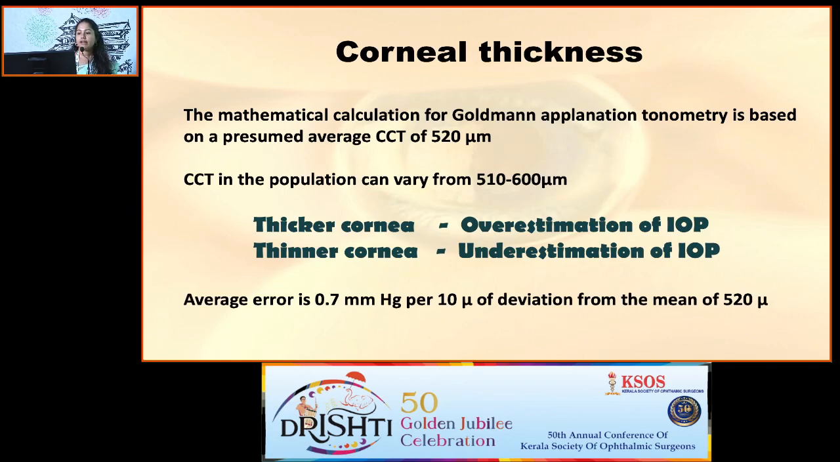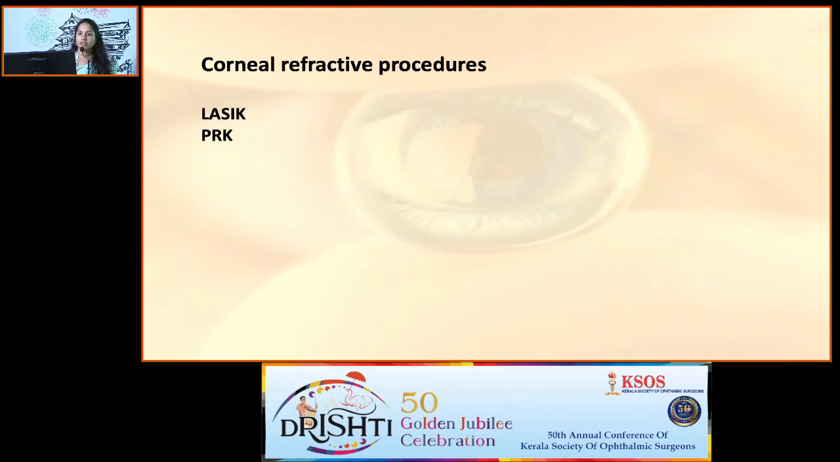Because the mathematical calculation for GAT is based on the presumed average corneal thickness of 520 microns. And from various studies, we have come to know that in the population the CCT can vary widely from 500 to 600 microns. So for every 10 micron deviation from the average, we'll have an average error of 0.7 millimeters of mercury. The thicker the cornea, the higher the IOP measured, and the thinner the cornea, the lower the IOP measured. This has applications in corneal refractive procedures.